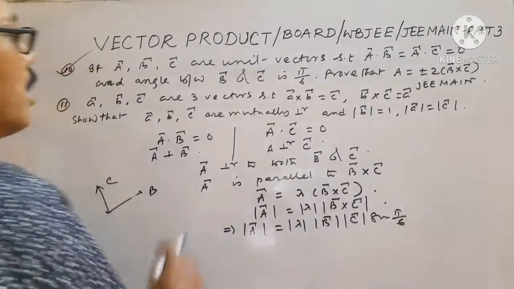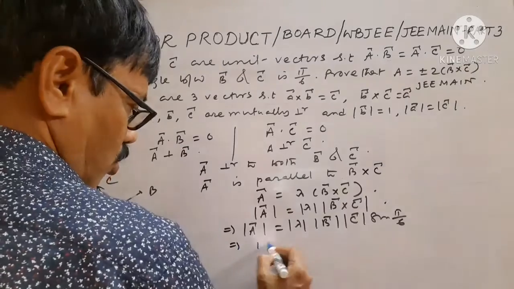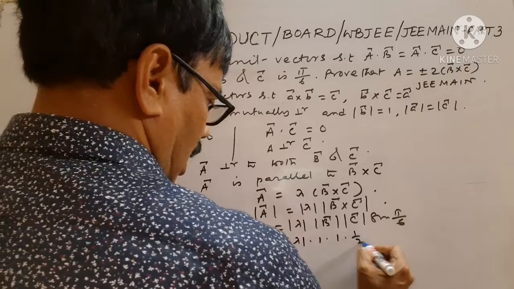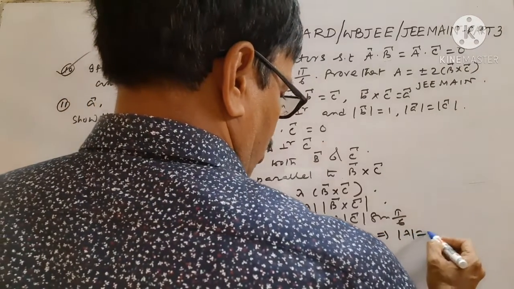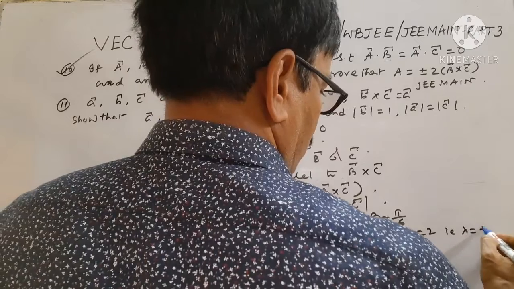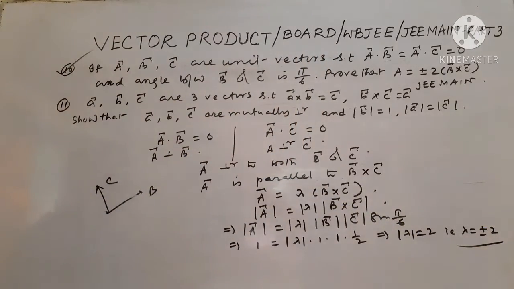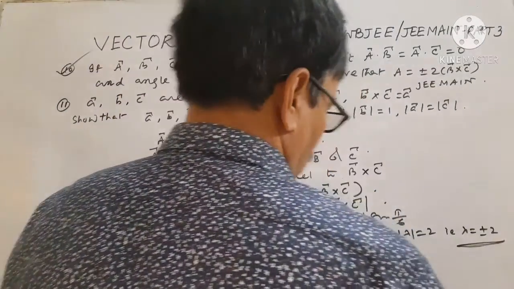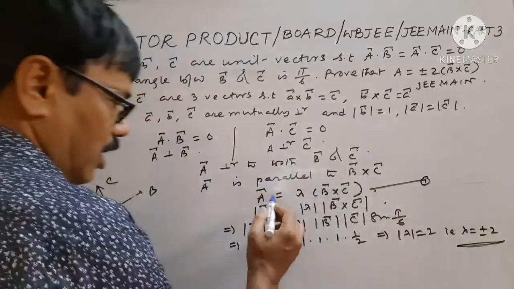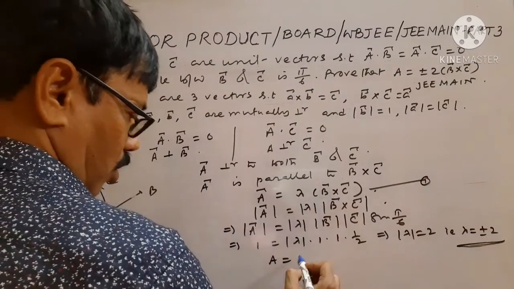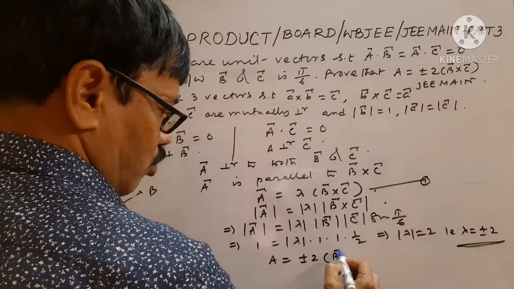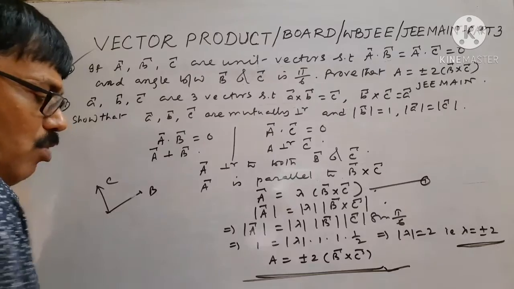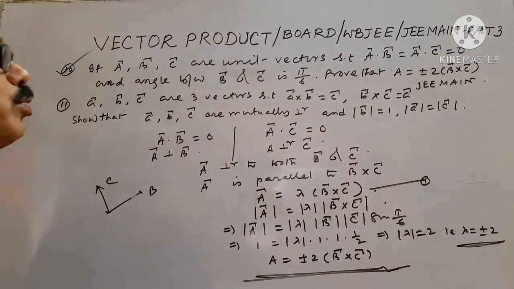Now it is given that A, B, C are unit vectors. So 1 equals lambda, this is 1, this is half. So mod lambda equals to 2, that is lambda equals to plus minus 2. So what we are getting? So we are getting the value of lambda. Now the relation is A equals to lambda into B cross C. So plus minus 2 into B cross C. So what is the value of lambda? Value of lambda is plus minus 2.